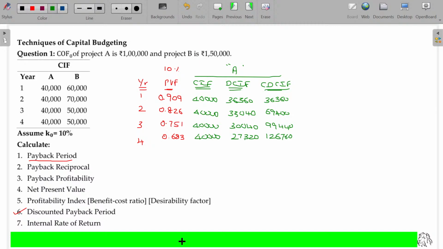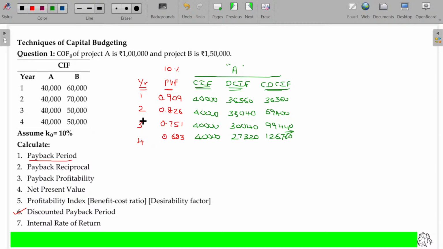1,26,760. Clear? Hope now you'll be able to understand this one. Now, the payback period should be anywhere between 3 and 4. In the third year, a small amount shortage is there. 1 lakh I have invested, 99,440 got, so 560 rupees shortage is there. In the next year I get more than what I have invested. So definitely my discounted payback period should be anywhere between 3 and 4.